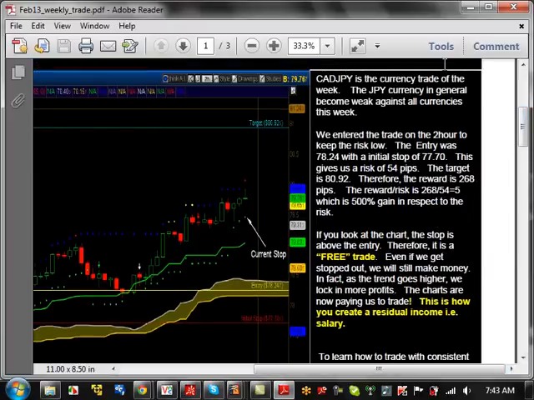The CAD yen was the currency trade of the week. The yen currencies in general became weak against all currencies. We entered the trade on a 2 hour to keep the risk low. The entry was 78.24 with an initial stop of 77.70. This gives us a 54 pip risk. The target was 80.92, so the reward would be 268 pips. This gives us basically a 5-to-1 reward to risk ratio, which is a 500% gain in terms of the risk value that we're risking. If you look at the trade right now, our stop is above our entry, so this is basically a free trade. Even if we get stopped out, we're going to make money.